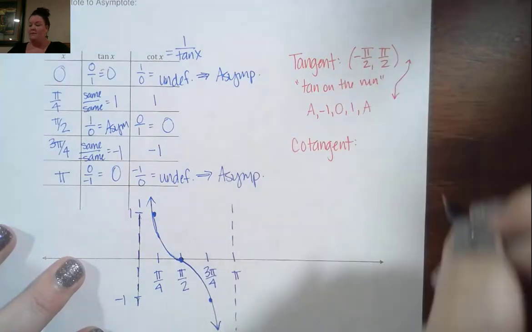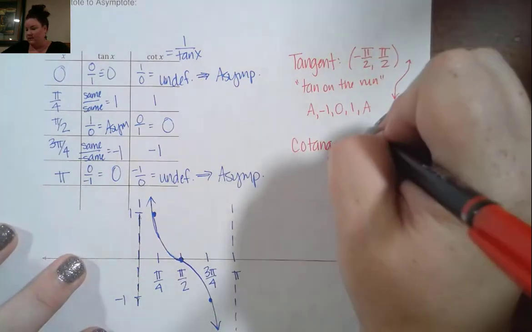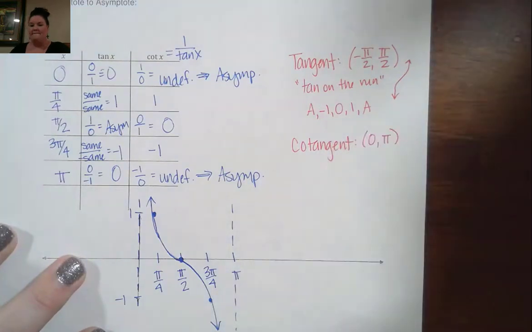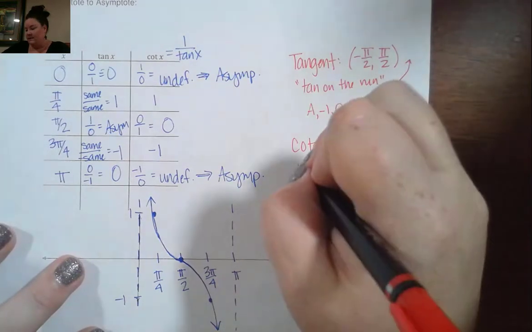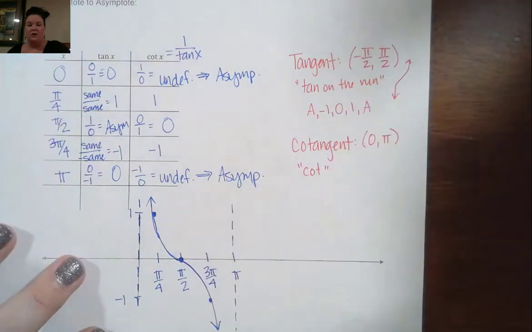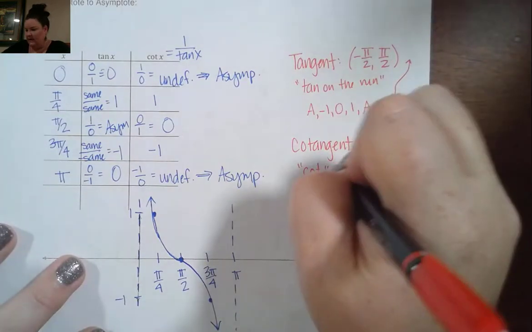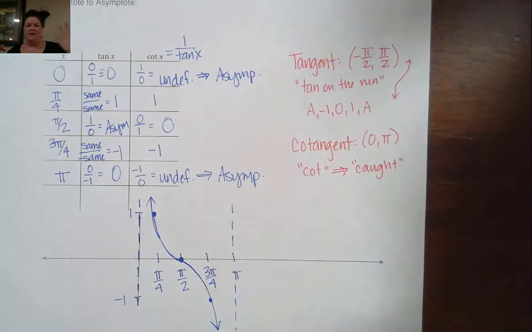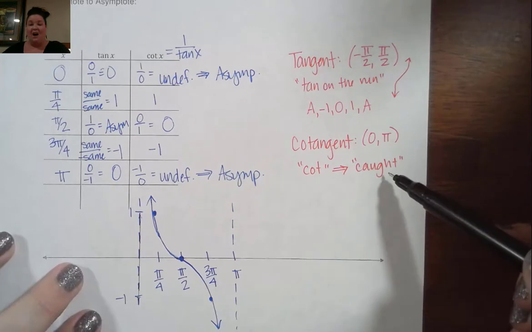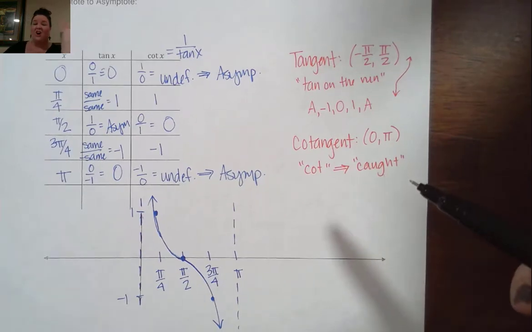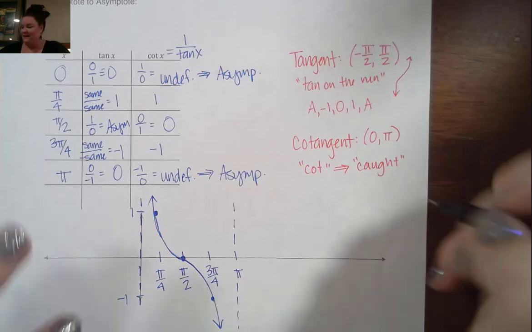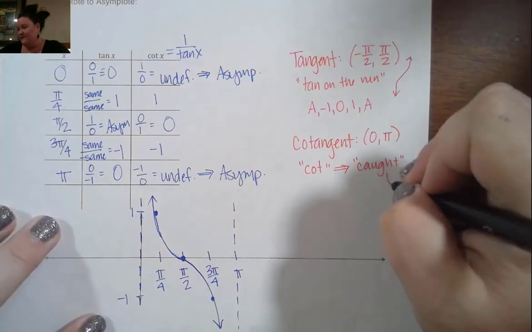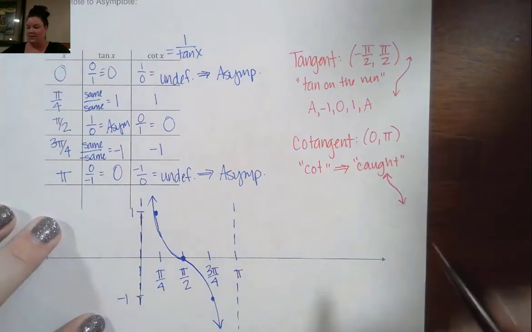Now cotangent, the way that I remember this one, and this one goes from 0 to pi, is I'm going to say that cotangent, or cot, sounds like caught. Like if this guy's out on the run, right? We're talking about the tan on the run, or the man on the run, or whoever's on the run. If they get caught, well, it's just all downhill from there, right? So caught, we know that this one is a decreasing function. It's all downhill from there.